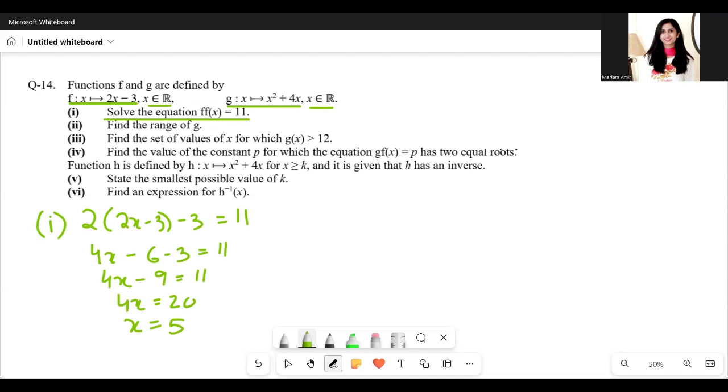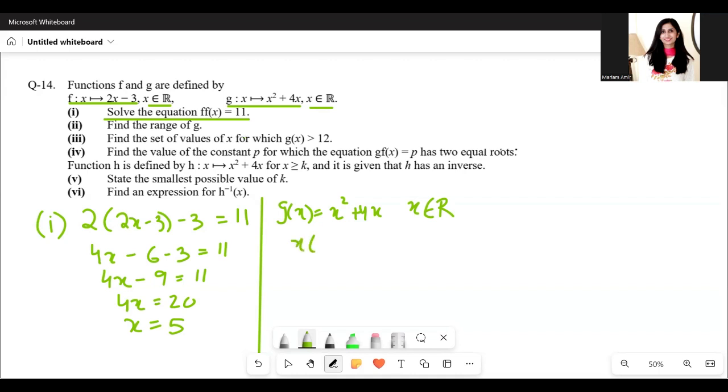Part 2 is find the range of g(x). Now g(x) is x² + 4x, and x is an element of the real numbers. I mean, x can take any value on the number line. Then what would be the range? Now there are two ways of doing it. One is to plot the graph and look at the range of the graph. I'm going to start with that.